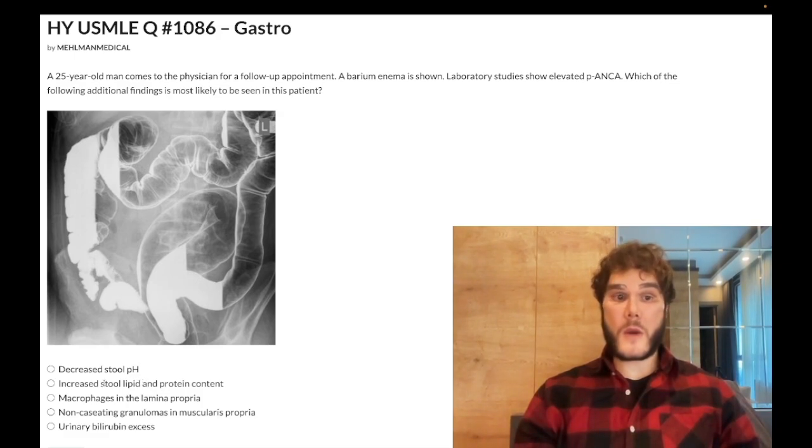Choice B, as I just said, wrong answer. Increased stool lipid protein content. Okay, I mean, in patients with advanced disease, maybe there's a degree of malabsorption, but it's not characteristic of UC. It's not the best answer here.